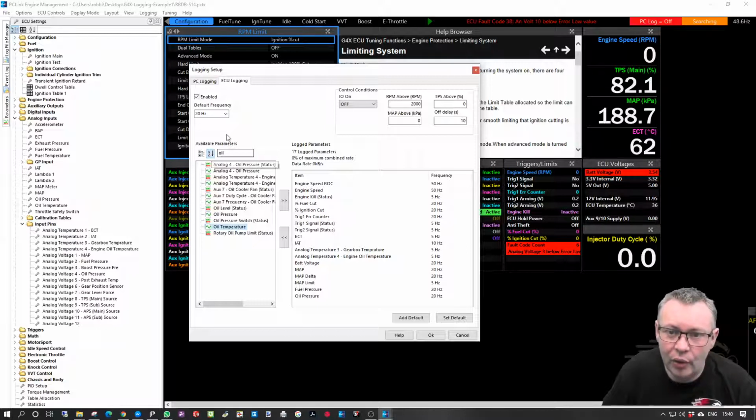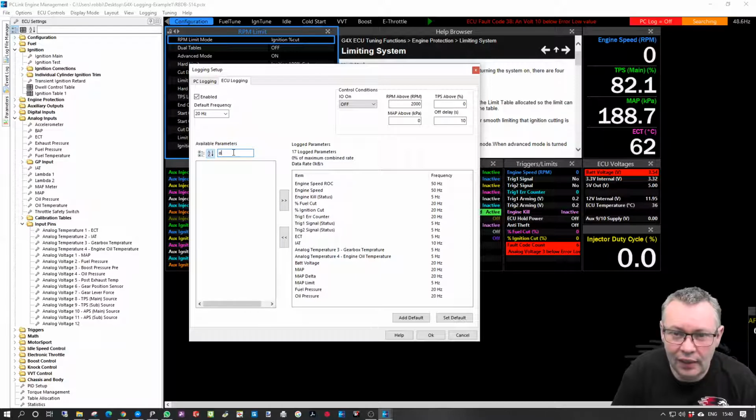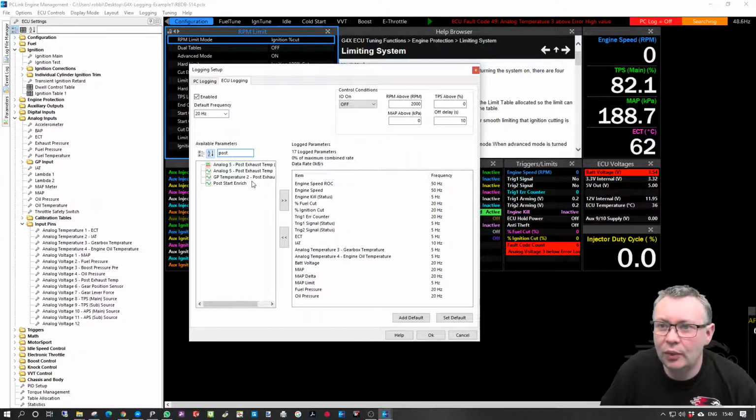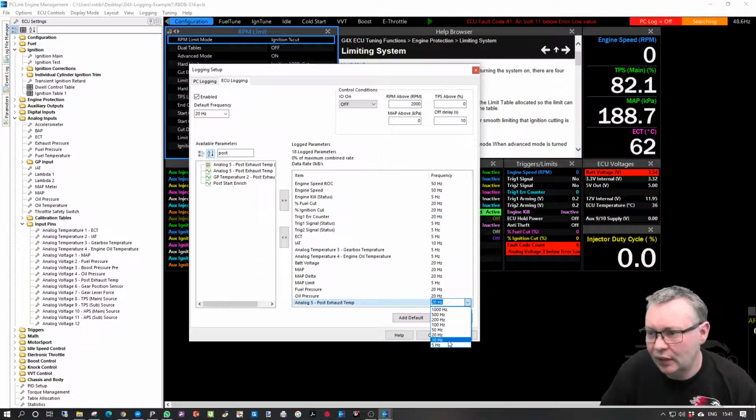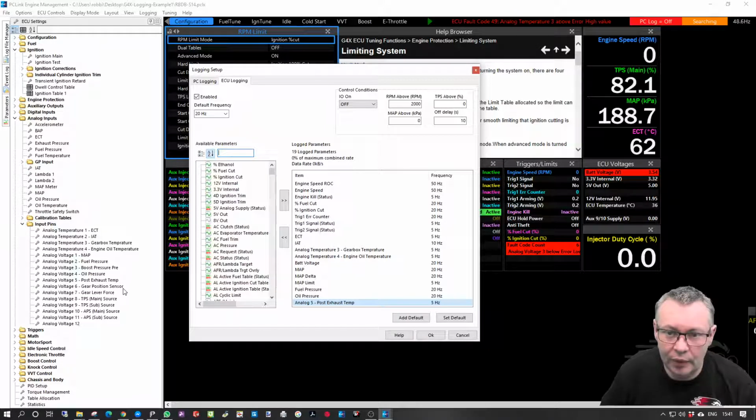And while we're here, we can look and see we've got other ones that might be useful. So post exhaust temp, okay? In other words, this is an EGT in this car after the turbocharger. Now I didn't really want that at that rate, so I can just go over here and use the drop down to fix it. Post exhaust temp, what else do we want to do?